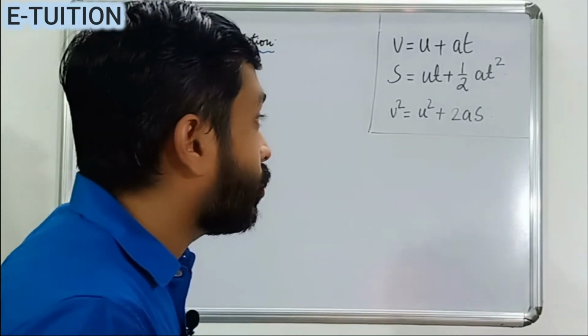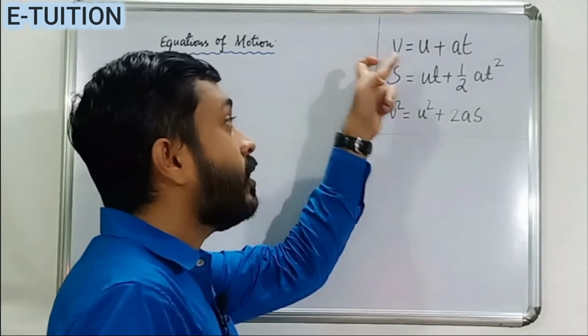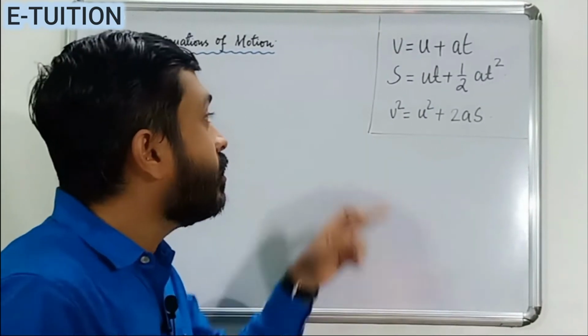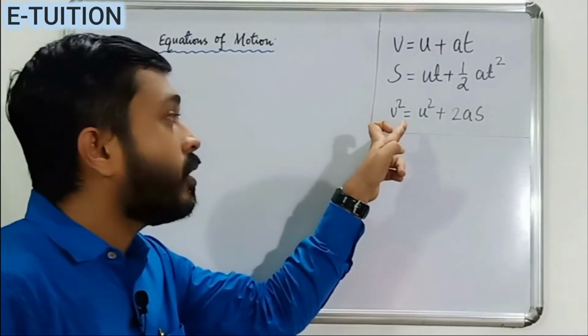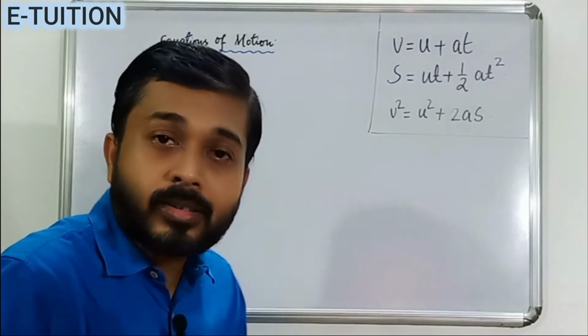So here they are. The equations of motion, as you have already seen, are v equal to u plus at. The second one is s equal to ut plus half at square. v square equal to u square plus 2as is the third one.